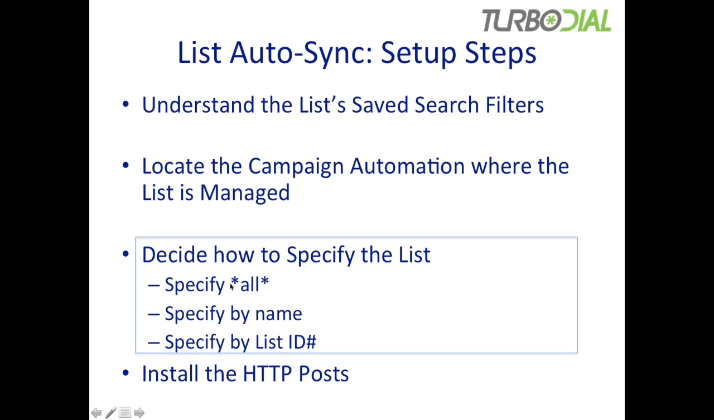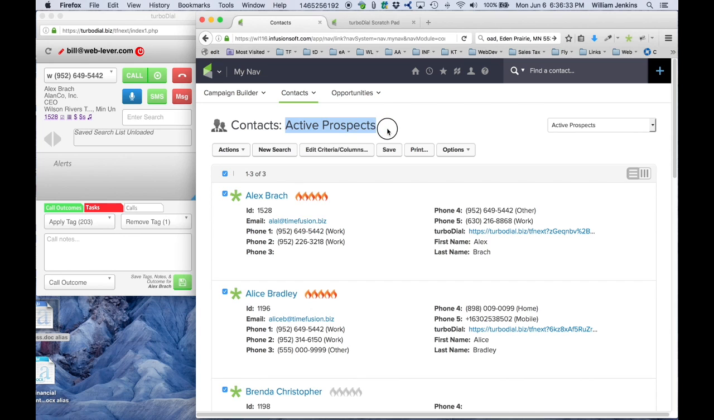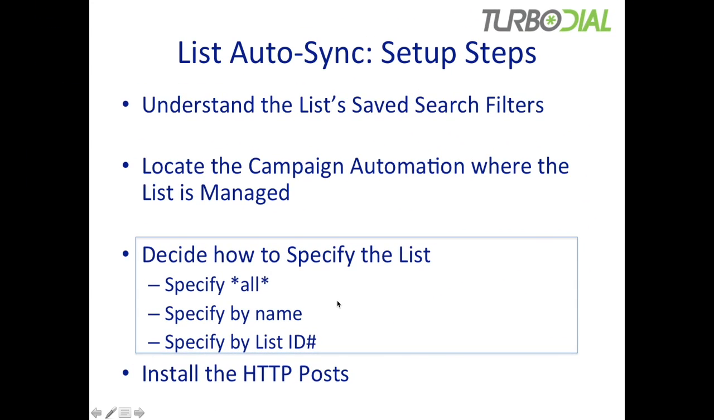You can just simply say all by putting in an asterisk, ALL asterisk, and that says to turboDial, all lists that turboDial may currently have loaded should be updated to add or remove this contact. Or you can specify the list by name. In this case, we have a list name called Active Prospects. So we could use Active Prospects to specify the name of the list. Or we could specify the list by list ID.